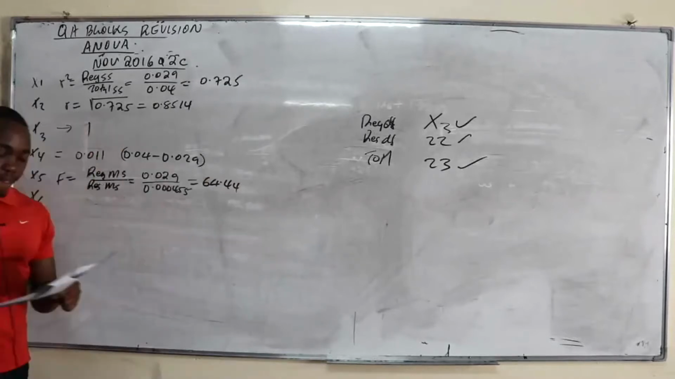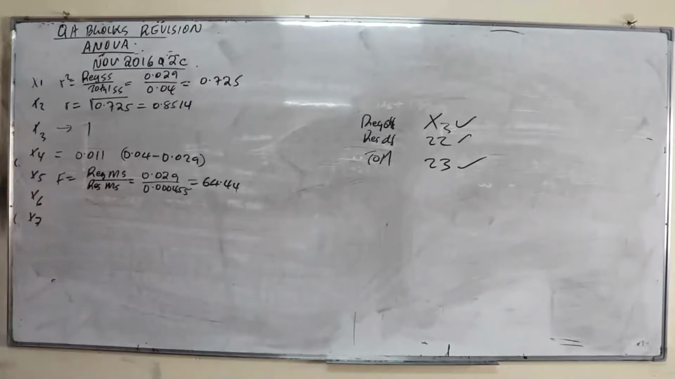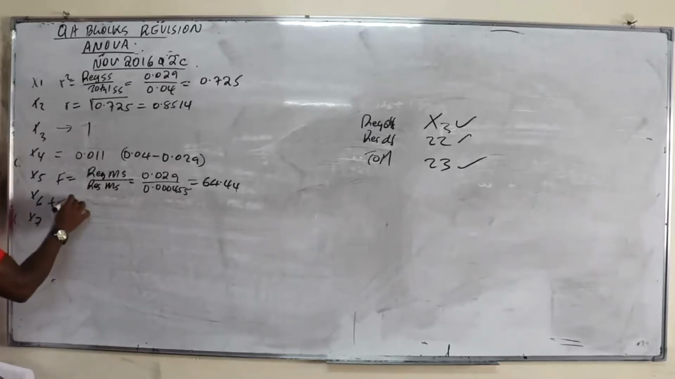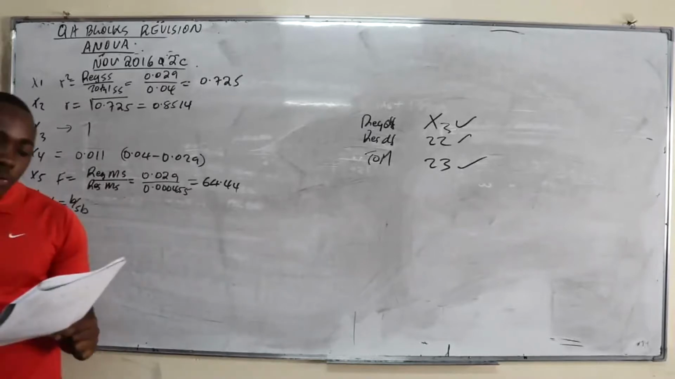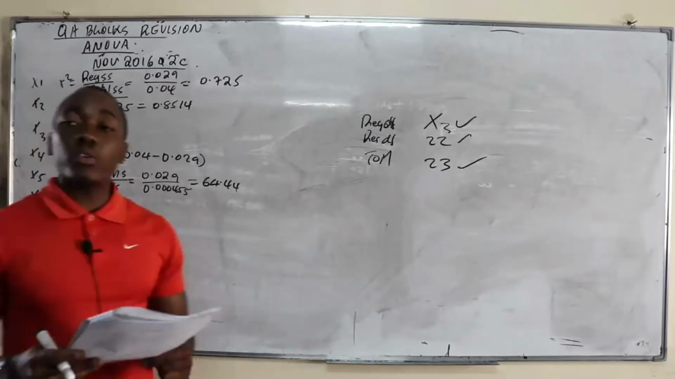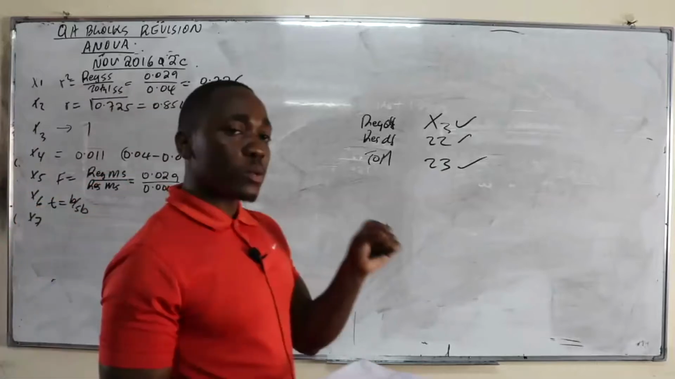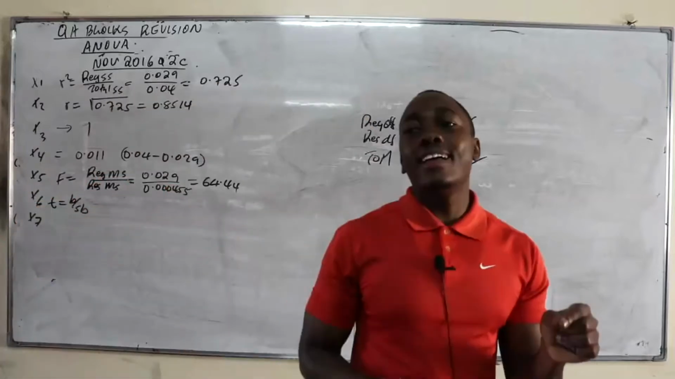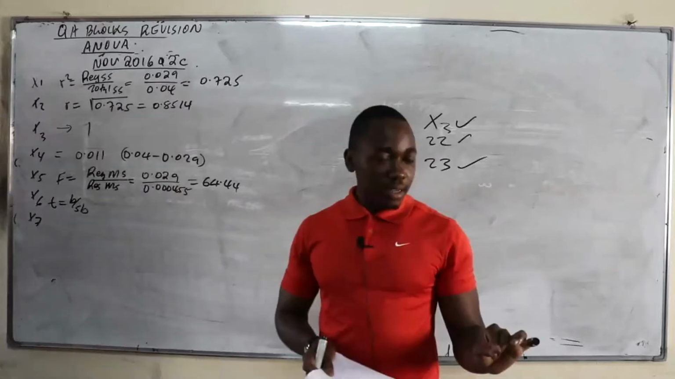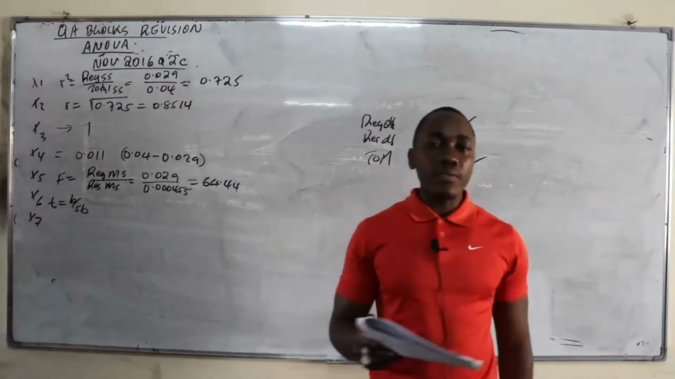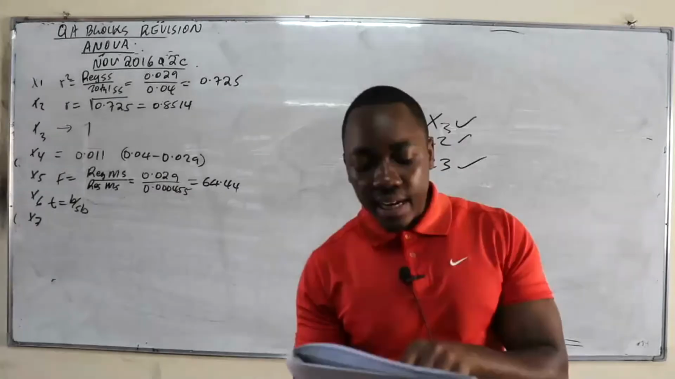Good. Now let's go to x6. Now, when you go to the table of coefficients, what comes to your mind is your formula. How to get what? T. And how do we get T? B over SB. Now, x6, what do we need? Where you have the coefficient, write it B. B means coefficient. Then you have the standard error, write SB.